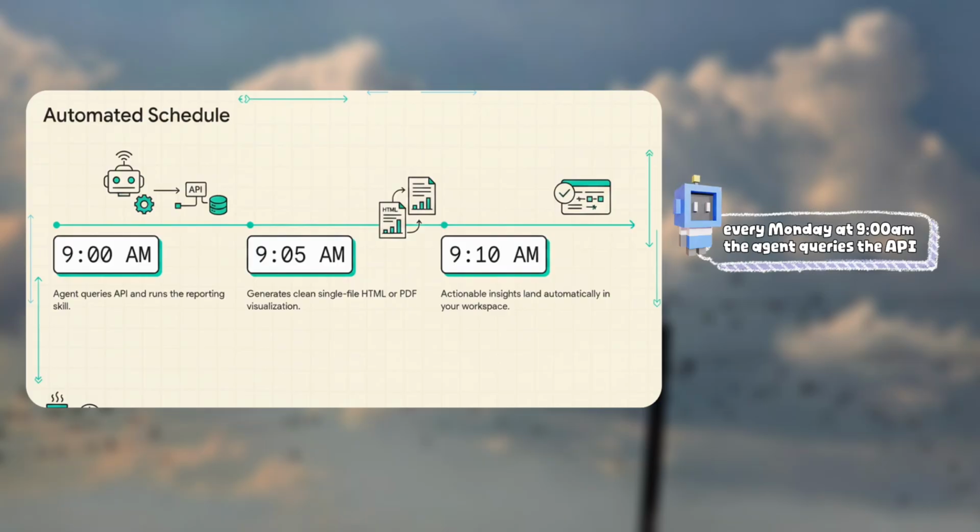Every Monday at 9 a.m., the agent queries the API. By 9:05 a.m., it renders the clean single-file HTML or PDF. And by 9:10 a.m., your actionable insights land automatically in your workspace, all while you are still sipping your morning coffee. You can even set up dynamic triggers, like having the agent run this skill immediately if your traffic drops below a certain threshold. It's incredibly powerful.